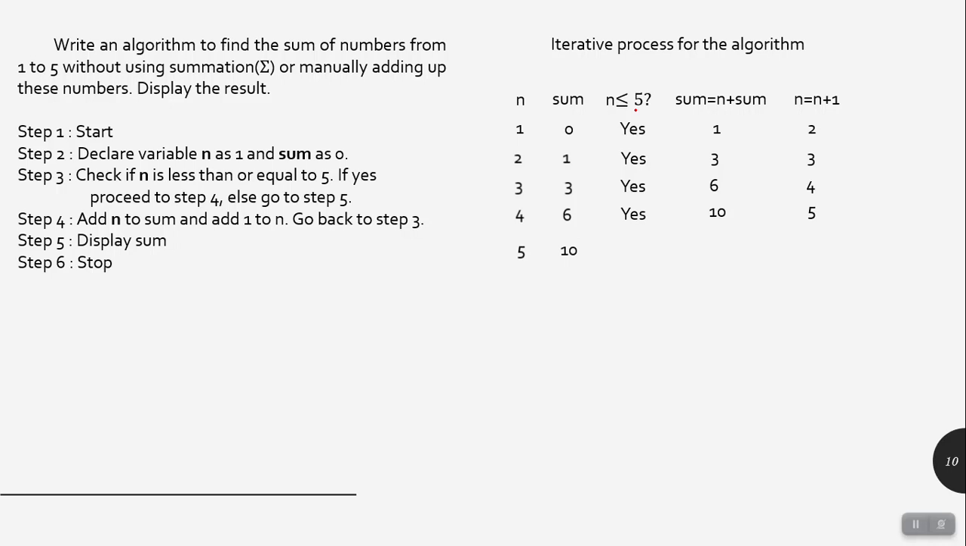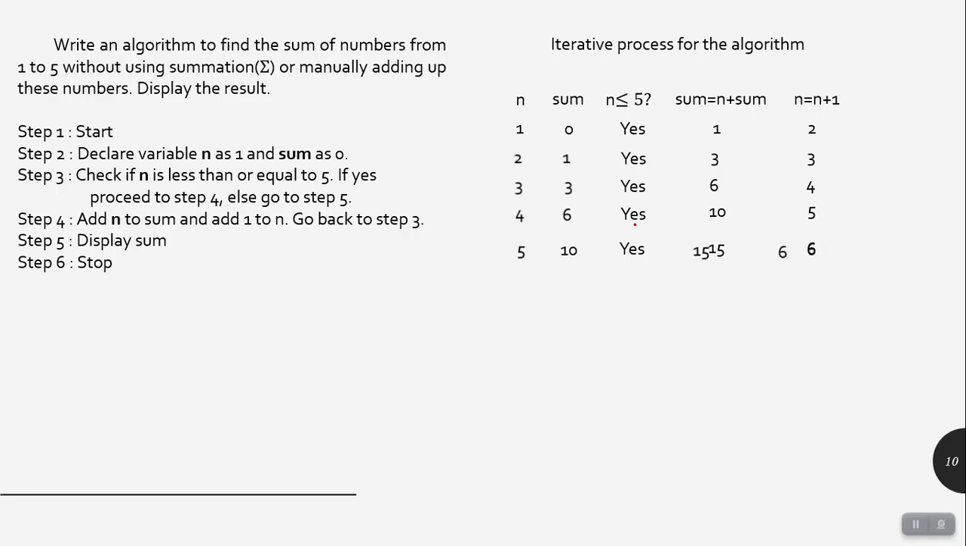Now let's check if n is less than or equal to 5. So here, as you can see, it's equal, so this condition is still yes. Okay, so if that is yes, we will proceed to step 4. So sum is equal to 5 plus 10, and that is equal to 15. And then n is equal to 5 plus 1, that's 6.